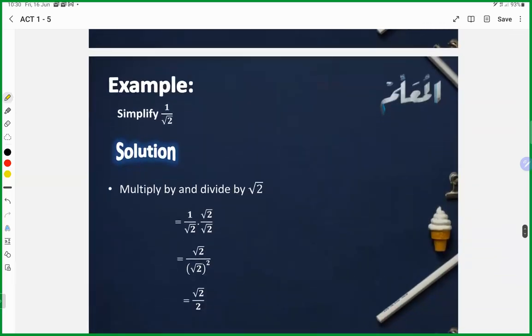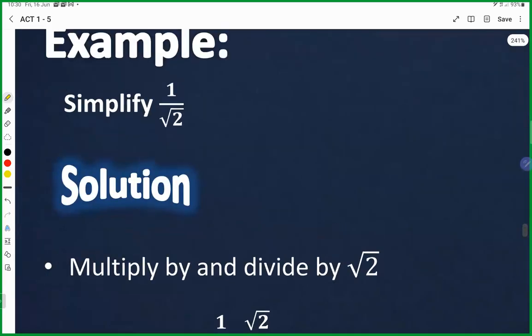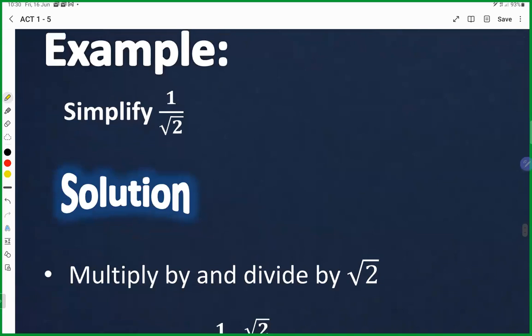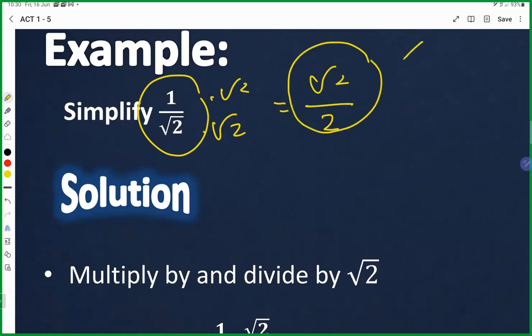Fine. Some questions come like rationalize. What is meant by rationalize? Rationalize means you put the fraction in its simplest form. If you just plug this into the calculator, it will not give you the same answer. So rationalize means you have to multiply by square root of 2 over square root of 2. And that equals what? Square root of 2 times square root of 2 equals 2. And here, square root of 2. So in this case, it's simplified.